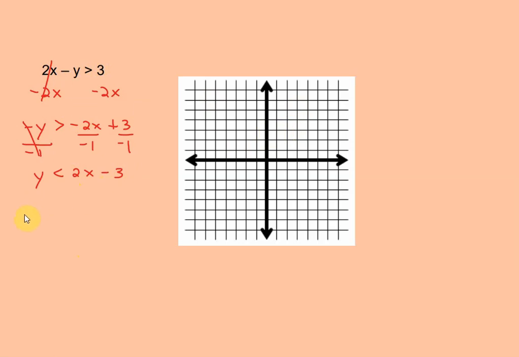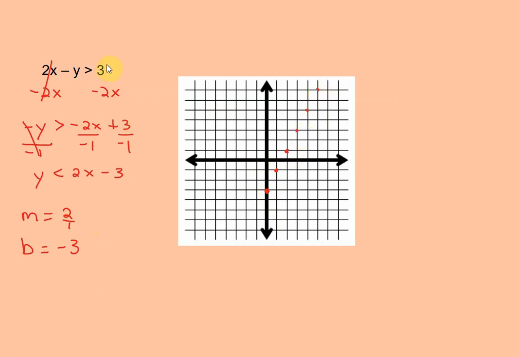Okay, now that it's in slope-intercept form, let's pull out our slope, which in this case is 2, and our y-intercept, which is negative 3. So again, we begin with our b. On our y-axis, we're going to go down 1, 2, 3. And then my slope is 2, or 2 over 1, so I'm going to rise 1, 2, run 1. Rise 1, 2, run 1. And I can do that as many times as I want to.